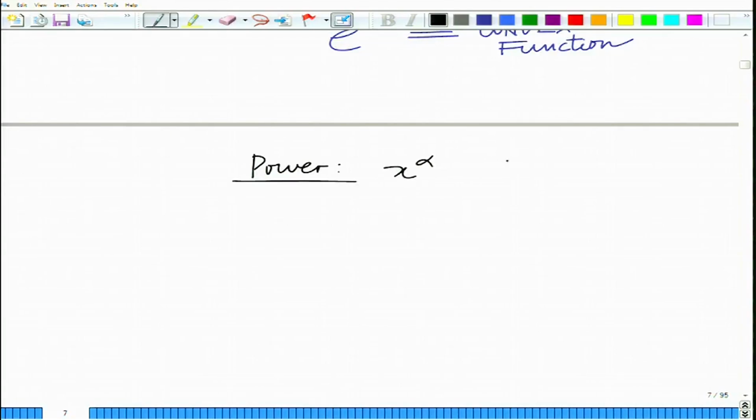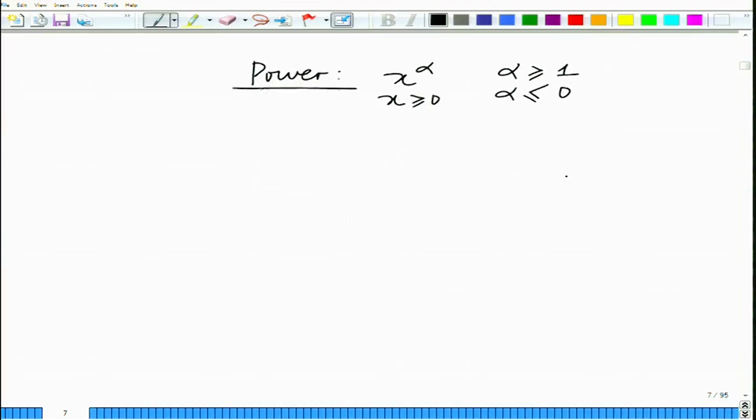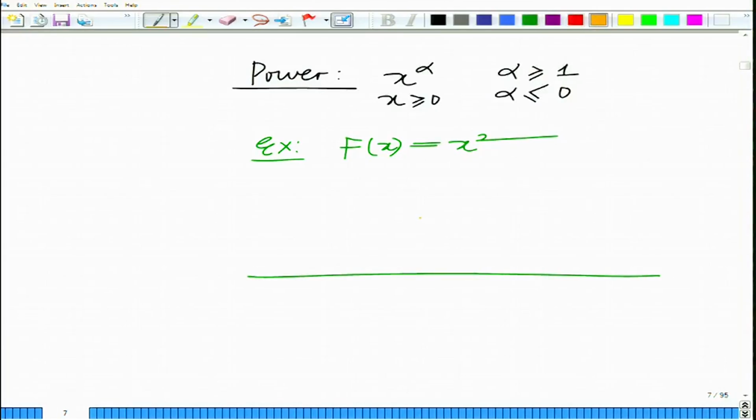X to the power of alpha, defined for x greater than or equal to 0, with alpha greater than or equal to 1 or alpha less than or equal to 0. In both cases, you can see it is convex. For instance, if you look at f of x equals x square, you are well familiar that this is a classic bowl shaped function.